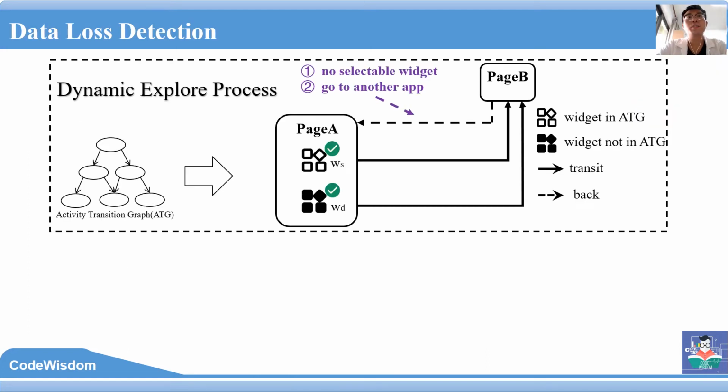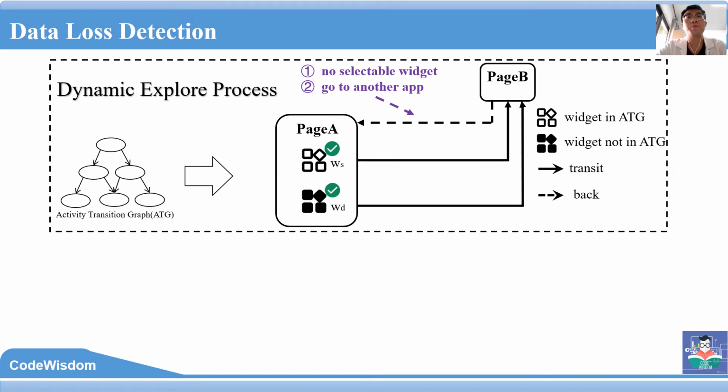For the data loss detection, iFixDataLoss first builds an activity transition graph by performing static analysis on an app under test. Guided by this graph, iFixDataLoss mimics user actions to exercise the app with a guided exploration strategy that steers the exploration towards a page that may be affected by data loss issues.